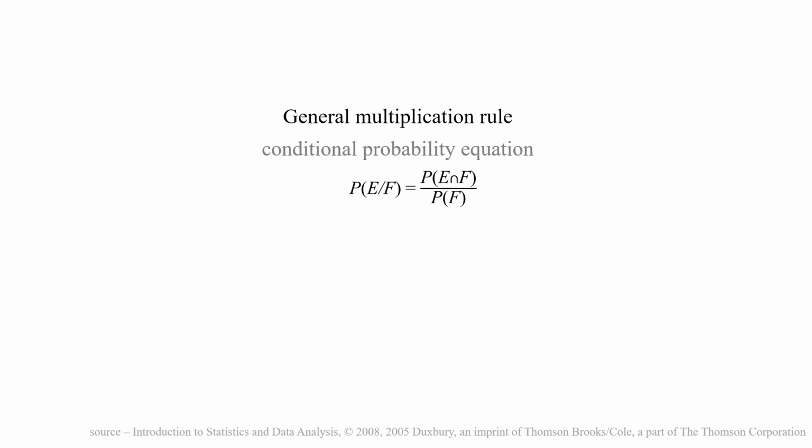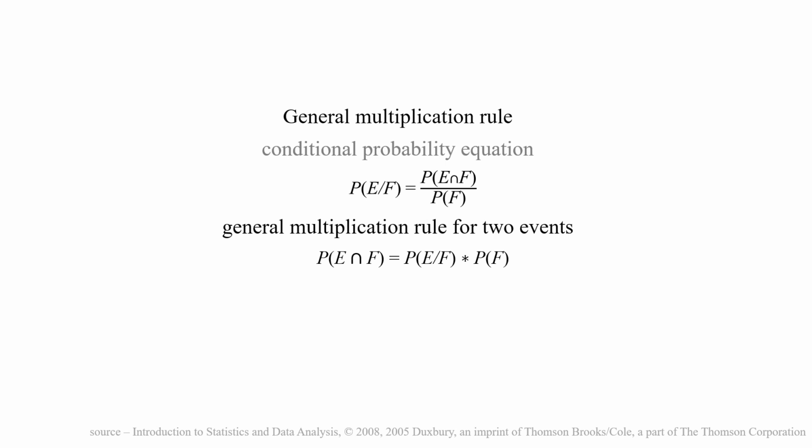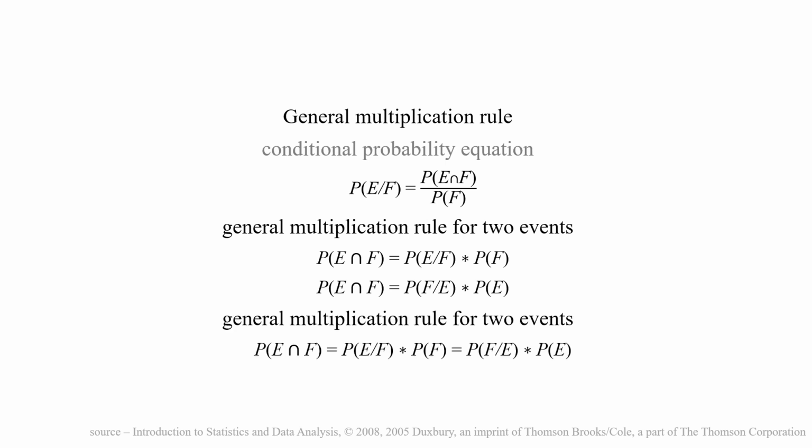General multiplication rule. Derived from the conditional probability equation, probability of E given F equals probability of E intersection F divided by probability of F, is the general multiplication rule for two events, which is probability of E intersection F equals probability of E given F multiplied by probability of F. The above equation shall equally take the following form: probability of E intersection F equals probability of F given E multiplied by probability of E. Thus the general multiplication rule for two events is probability of E intersection F equals probability of E given F multiplied by probability of F, and also probability of F given E multiplied by probability of E.